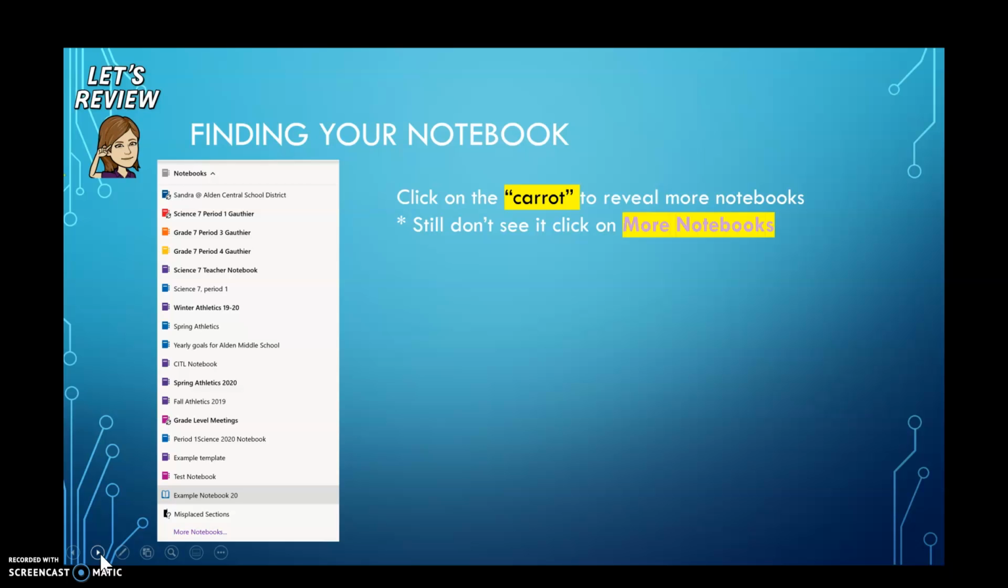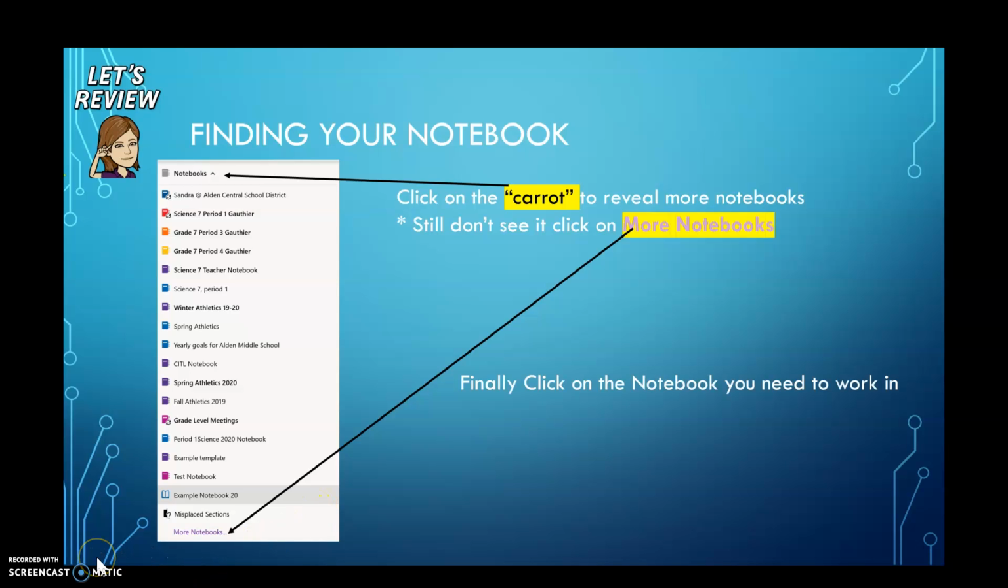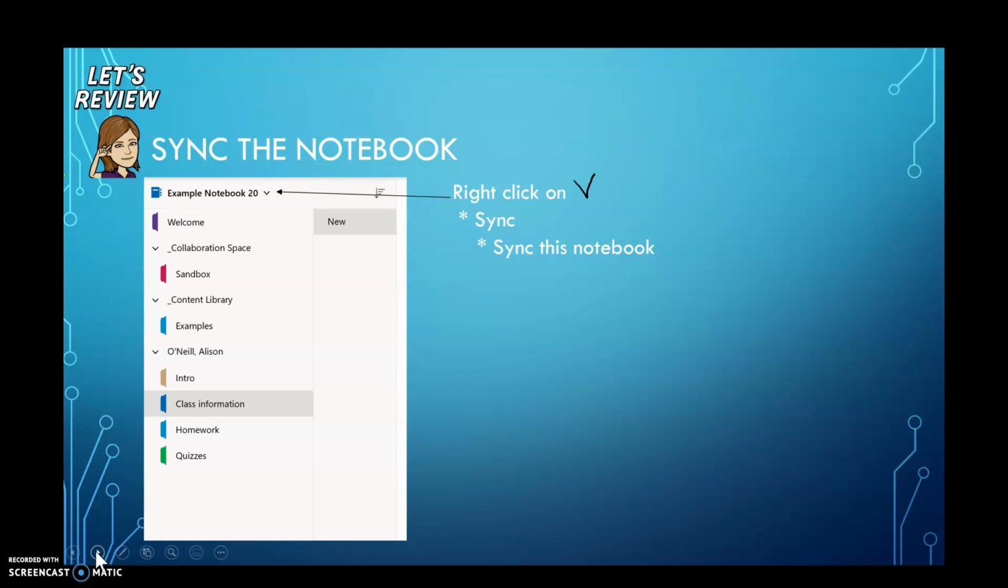Okay, let's review again. Finding and syncing your notebook. So finding your notebook, click on the caret to reveal more notebooks if you don't see your notebook. If you still don't see it, click along the bottom to find more notebooks. That'll reveal more notebooks that you might have. Finally, click on the notebook that you need to work in. Remember, after that, you need to sync this notebook. So right-click on that V or caret, click sync, sync this notebook. This will give you the most updated changes that maybe the teacher has made.